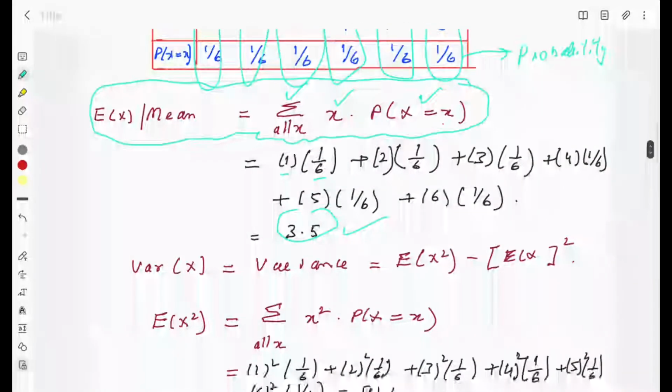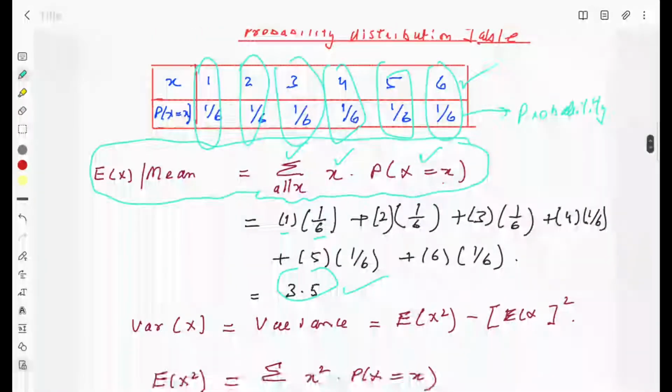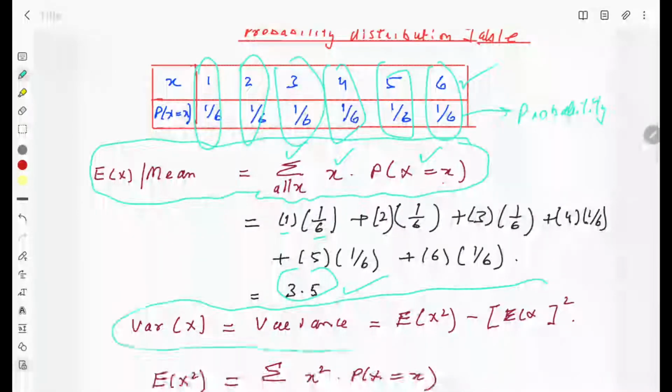You can also find the variance by using this probability distribution table. The formula for variance is E(X squared) minus (E(X)) whole squared. Remember, E(X) stands for the mean. There is no difference: the mean is the expected value of X. So for variance, I have to find the expected value of X squared minus the expected value of X, whole squared.